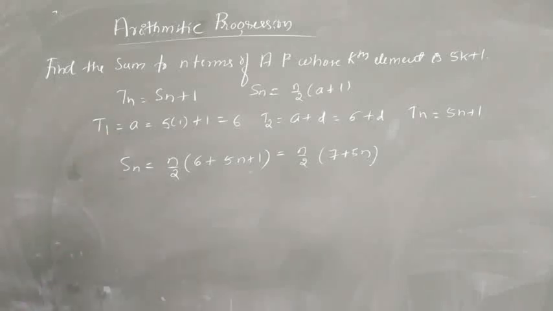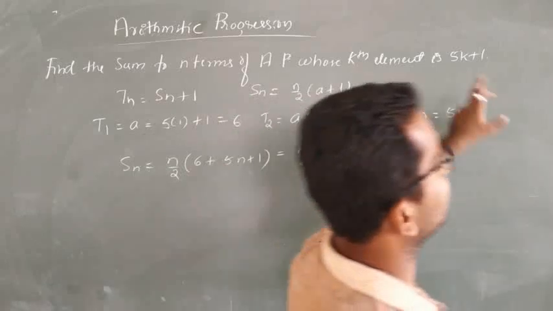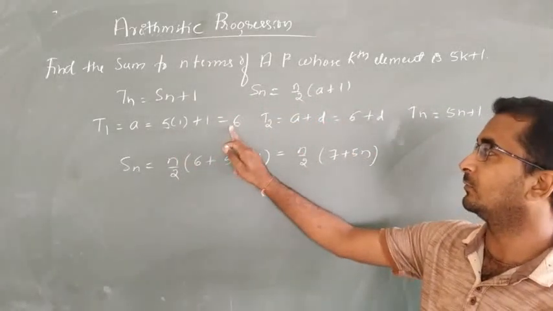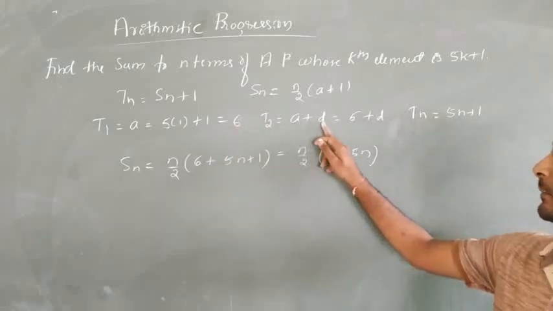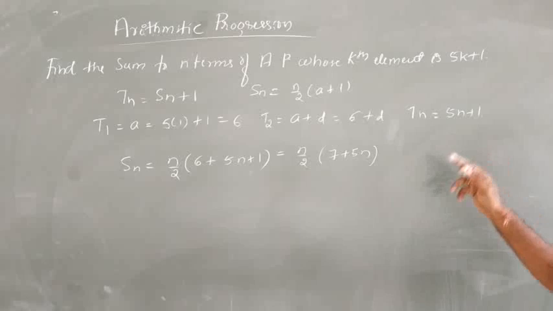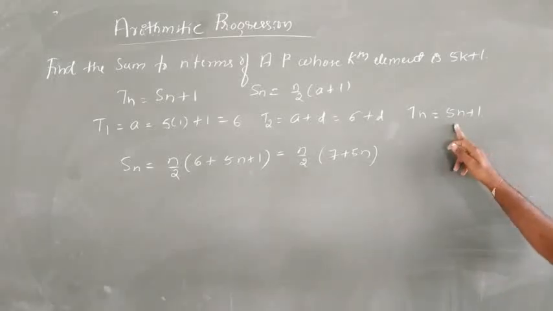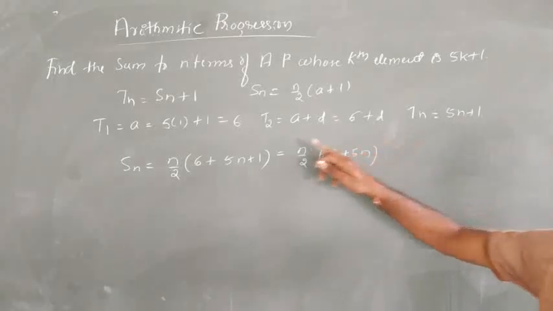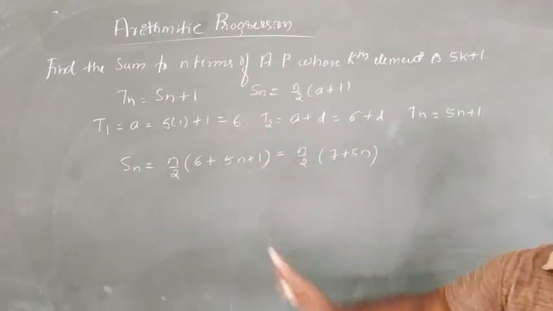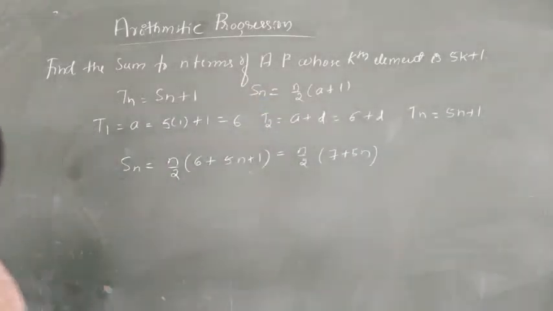There is nothing complicated here, it is simple. You saw the nth element is given. Taking the first element, how much do we get? 6. The second element is a plus d, it means 6 plus d, the third element is 6 plus 2d, like that it comes, and the nth element is 5n plus 1. Already we know that we substitute the first element and the last element in the sum to n terms formula, then we get the solution.